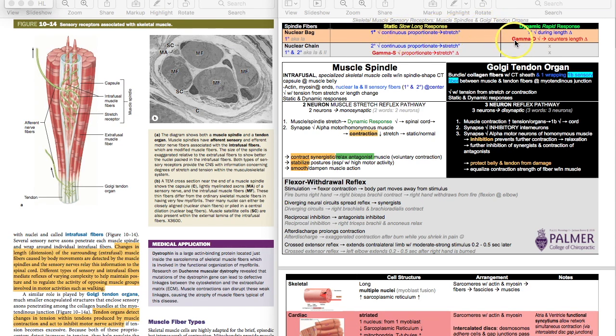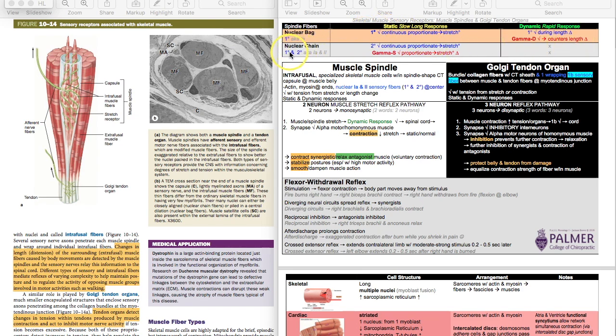There is a gamma D, gamma dynamic motor response, that's going to counter length changes quickly, with this dynamic or rapid response, where this primary sensory fiber in the nuclear bag will fire off during a length change quickly for a quick response from this gamma dynamic motor response.